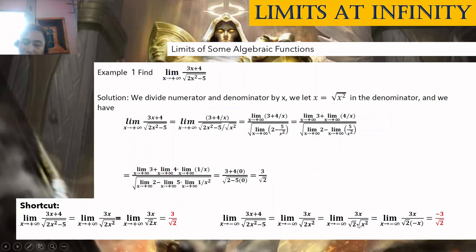Okay, absolute value, good. Or square root of x squared. So, negative x. The x's cancel. So, the answer is negative 3 over square root of 2. Okay? So, let's look at the graph to check if it's right.